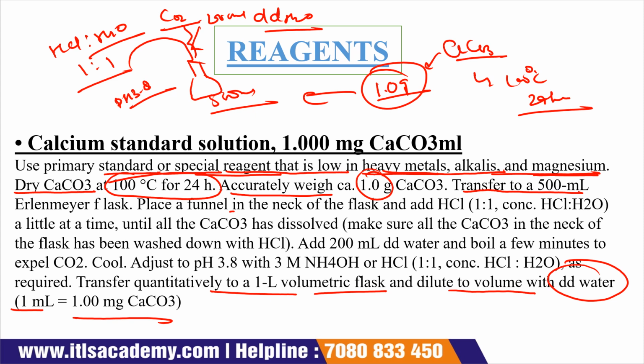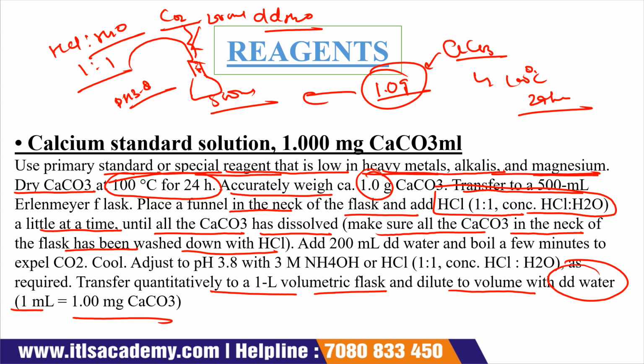Place a funnel in the neck of the flask and add HCl 1:1 concentration of HCl to H2O, a little at a time until all the calcium carbonate has dissolved. Now make sure all the calcium carbonate in the neck of the flask has been washed down with the HCl. If any traces of the calcium carbonate are in the neck, then it should be washed down with the help of this HCl.